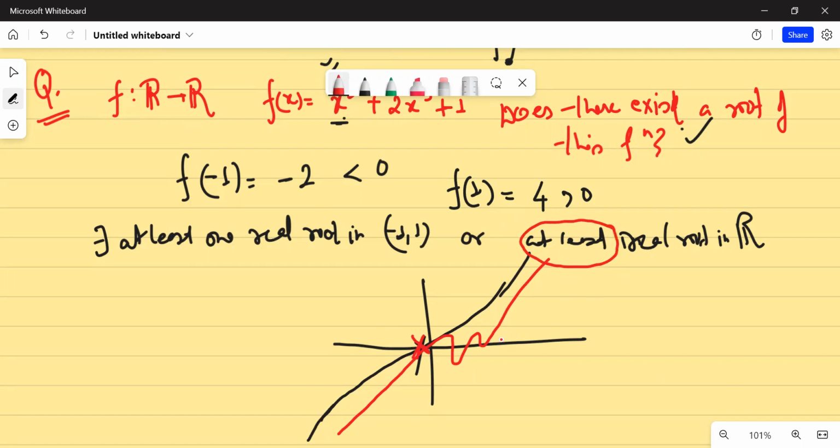Now we will say, how would I know whether it is a unique root or whether there are more than one roots? For that, you need to wait till differentiability. Then you will be able to understand there are some theorems. Then there you will be able to understand how to arrive at the exact number of roots.